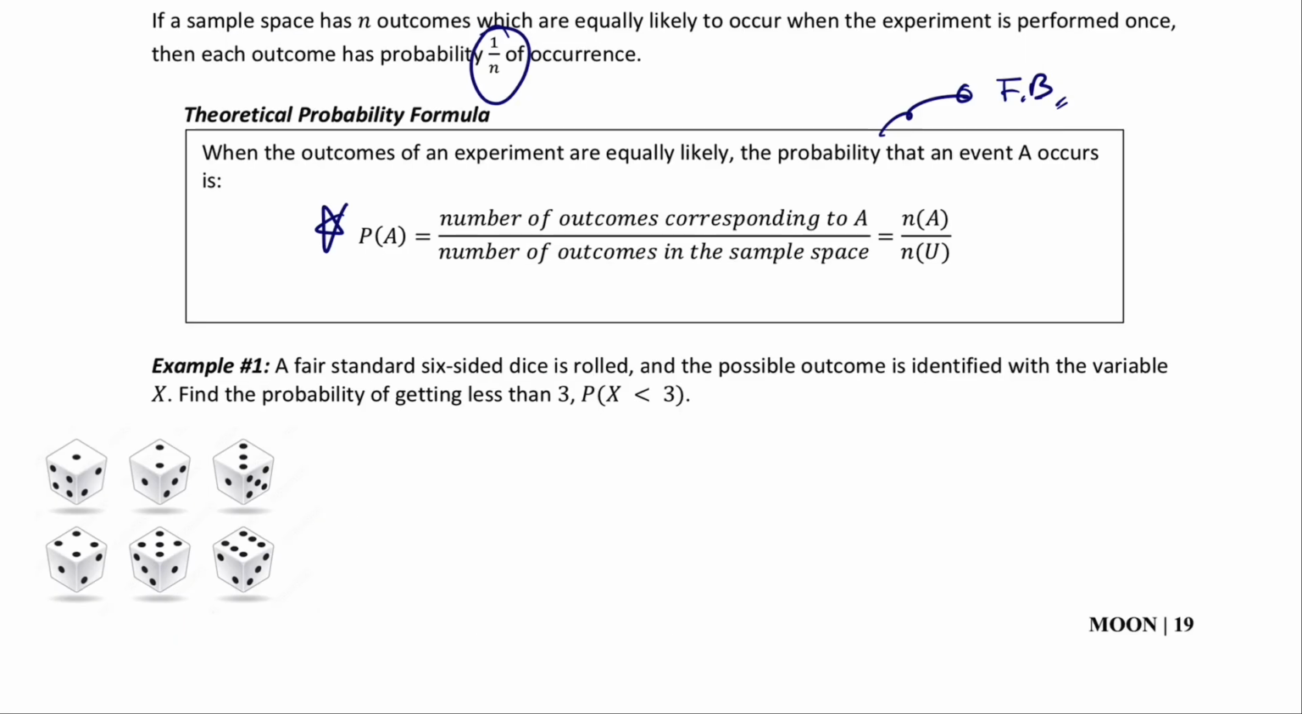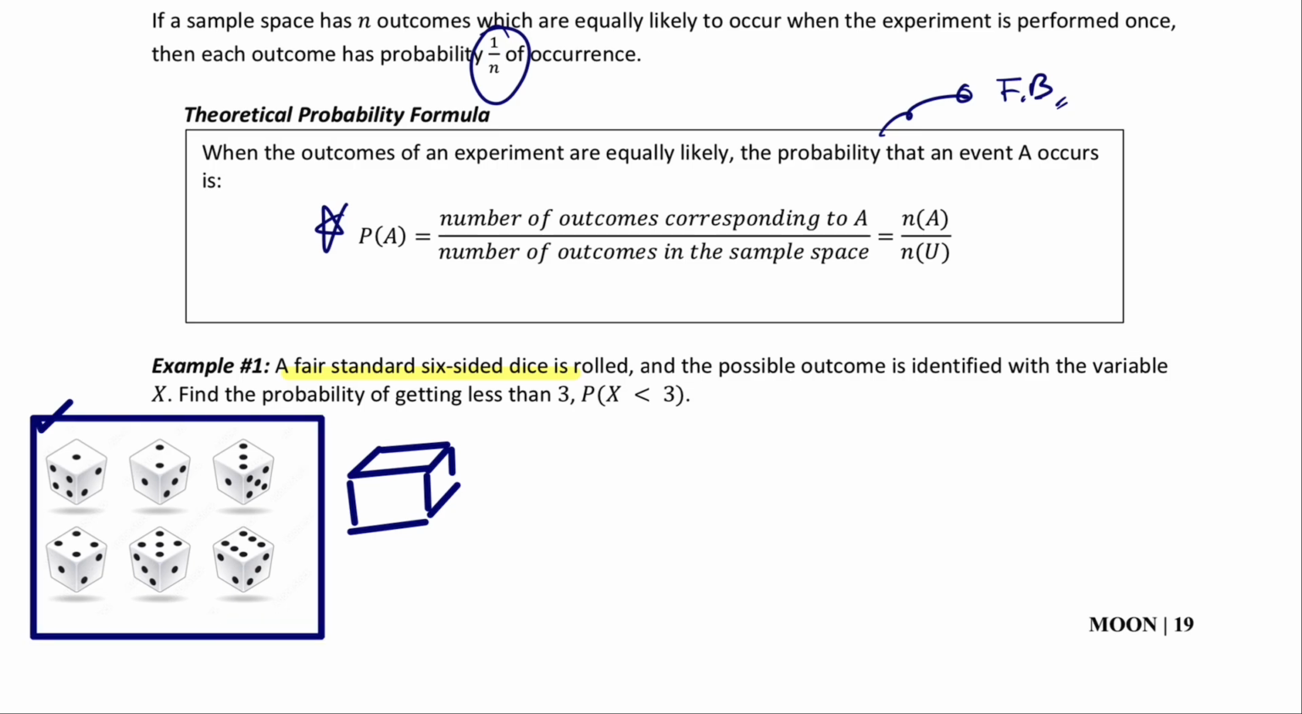So let's look at example number 1. It says that a fair standard 6-sided dice is rolled and the possible outcome is identified with the variable x, and we need to find the probability of getting less than 3. A fair standard 6-sided dice is the dice that we know, the one that has the shape of a cube and has the numbers 1 to 6 on the sides, right? So like these ones. So we need to find the probability of getting less than 3.